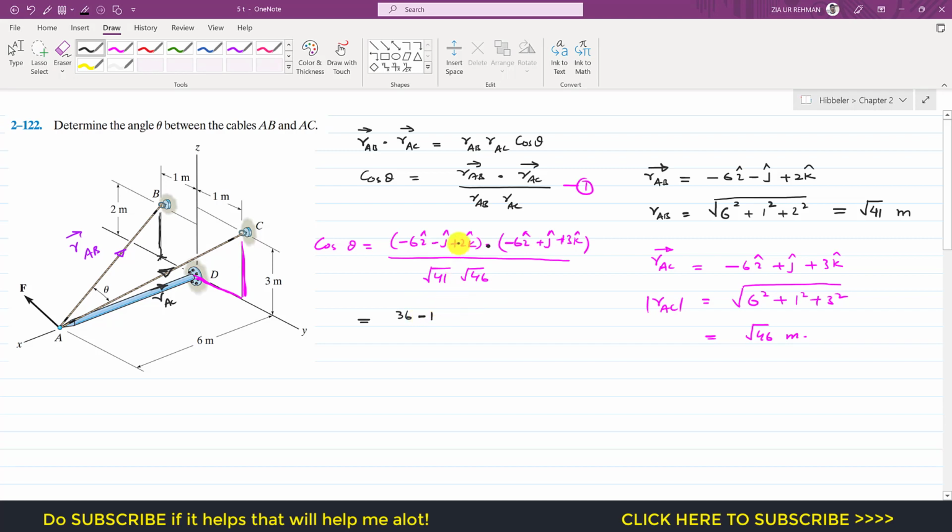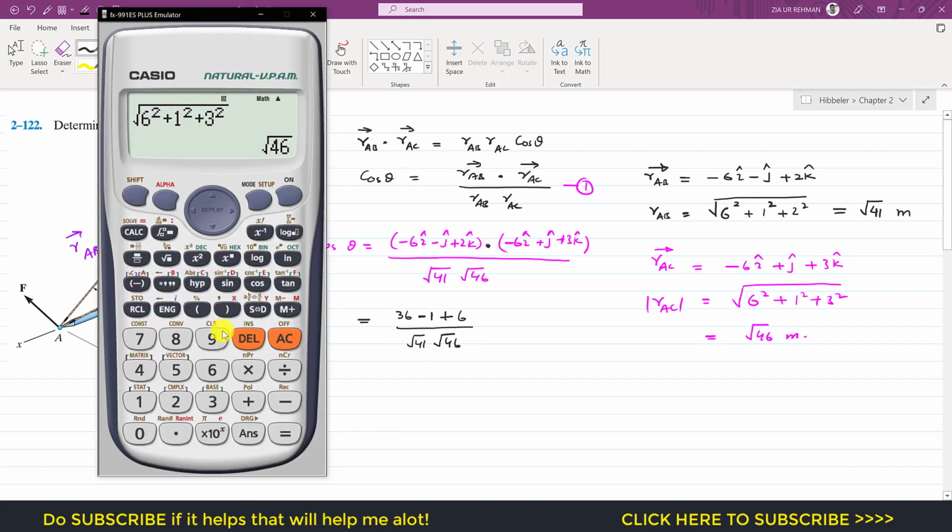j dot j is 1, and 2 into 3 is 6. Plus into plus is plus. So this is 36 minus 1 plus 6, divided by square root 41 multiplied by square root 46.